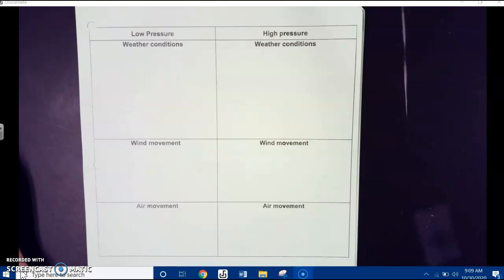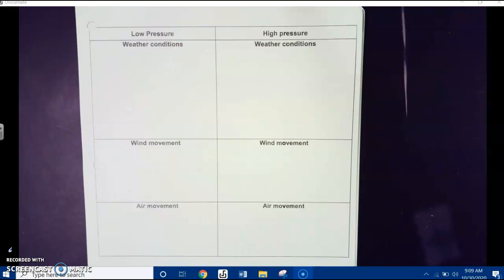So now that you've watched the video that was part of your notes, we're going to fill out this in your Unit 6 packet. So go ahead and make sure that you're open to the low pressure and high pressure system. So we're going to go over low pressure first.